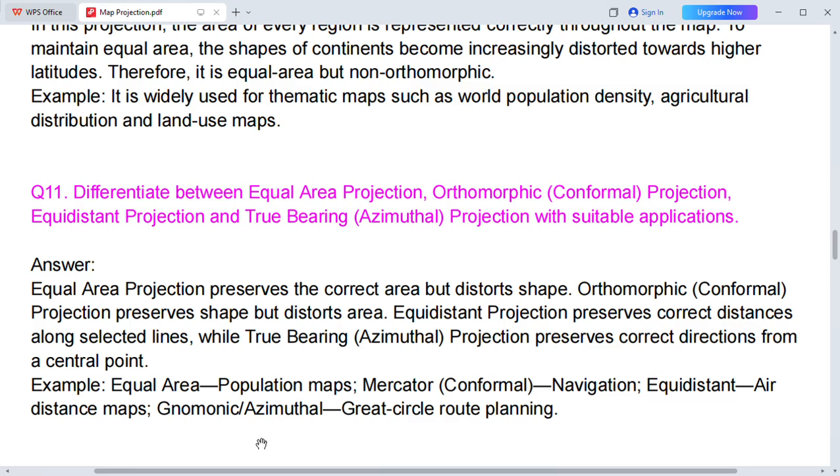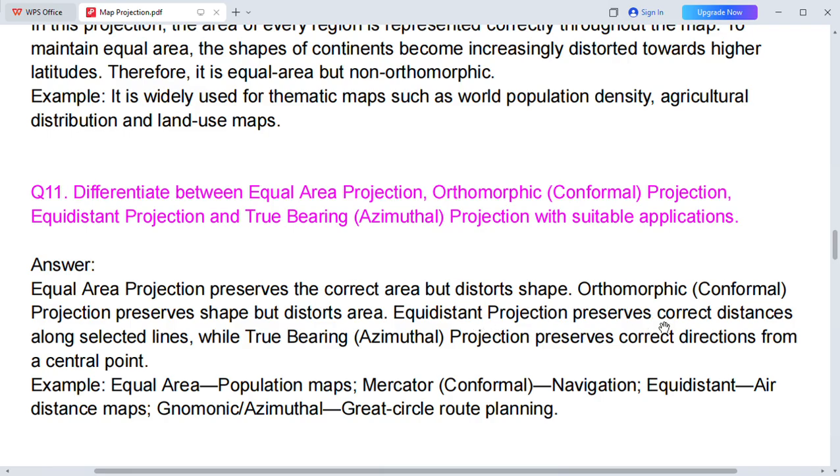Next question, differentiate between equal area projection, orthomorphic or conformal projection, equidistant projection and true bearing or azimuthal projection with suitable applications. So equal area projection preserves the correct area but distorts shape. Orthomorphic or conformal projection preserves shape but distorts area.